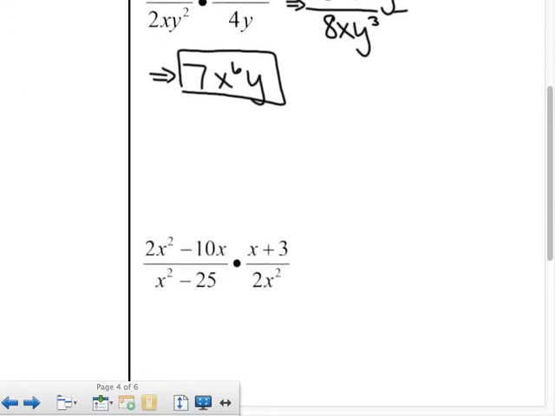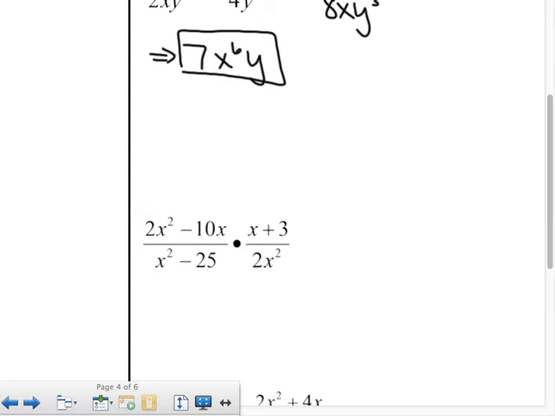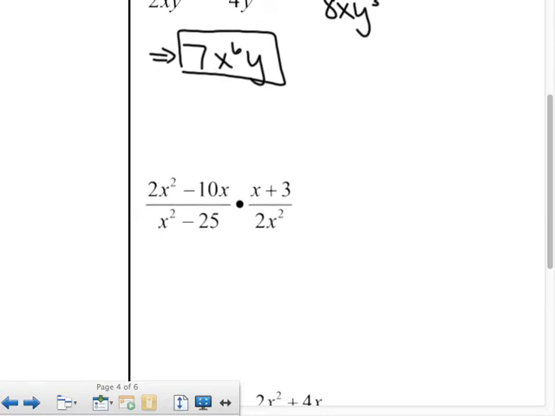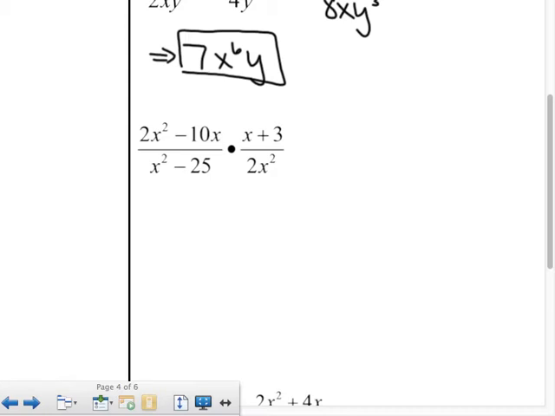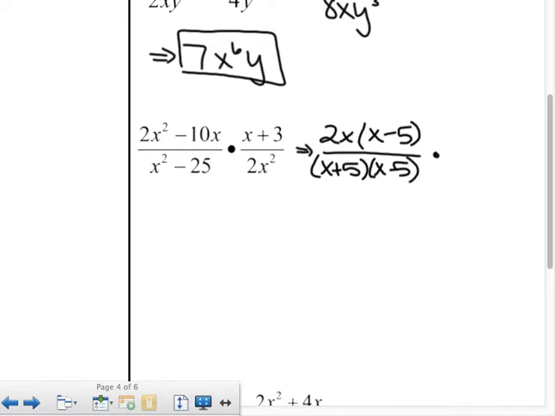Here's an example where we will factor. So I always start and factor everything that I can first. So 2x squared minus 10x has a 2x in common, and I'm left with x minus 5. X squared minus 25, that's a difference of squares, so that's x plus 5 times x minus 5. And on the right, x plus 3 over 2.